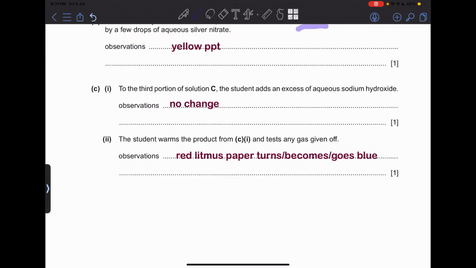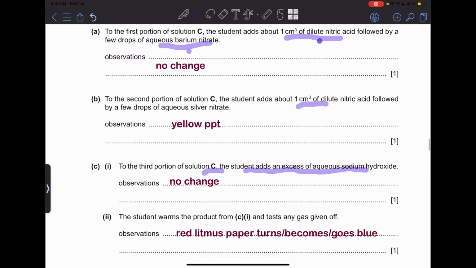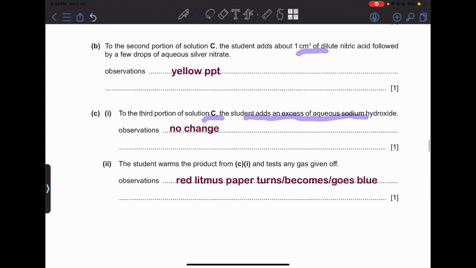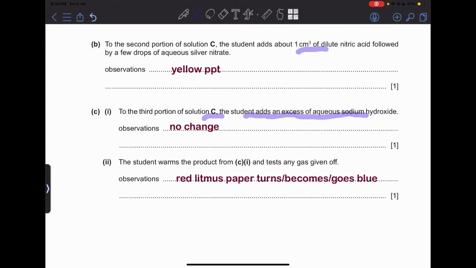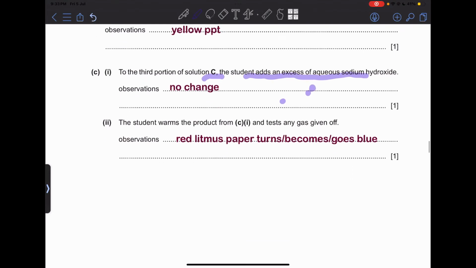To the third portion of solution C, the student adds an excess of aqueous sodium hydroxide. So actually in C there's going to be no change because they did not heat it. If they heated the solution, then we will get ammonia, but over here there was no heating, so there is no change. Now the student warms the product from CI and tests any gas given off observation.